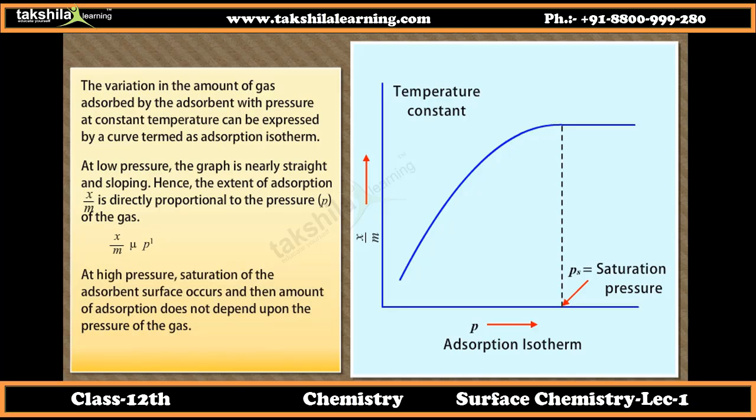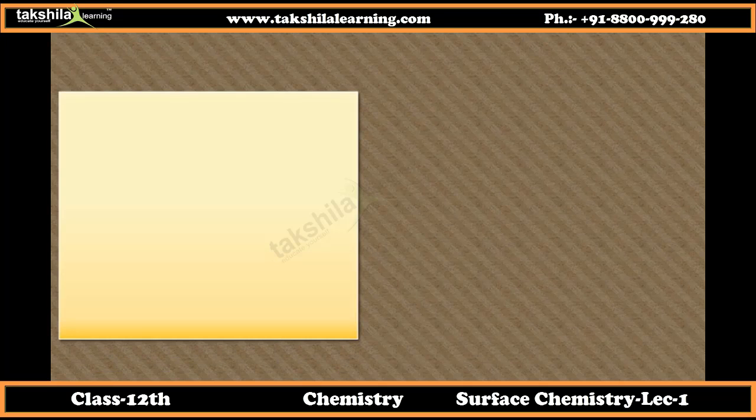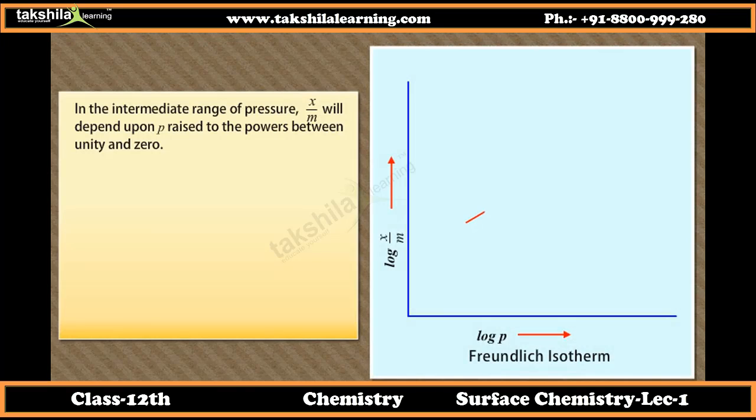At high pressure, saturation of the adsorbent surface occurs, and then the amount of adsorption does not depend upon the pressure of the gas. This can be expressed as x/m ∝ P^0. Freundlich Isotherm. In the intermediate range of pressure, x/m will depend upon P raised to powers between unity and 0. This can be expressed as x/m ∝ P^(1 to 0).